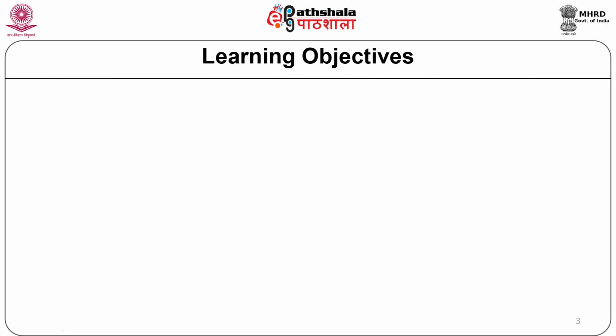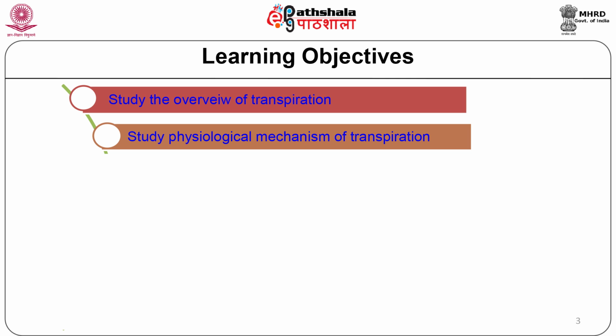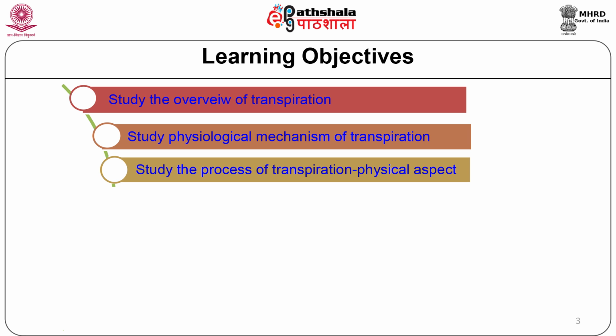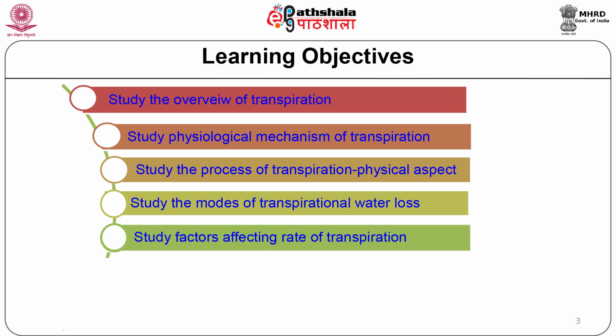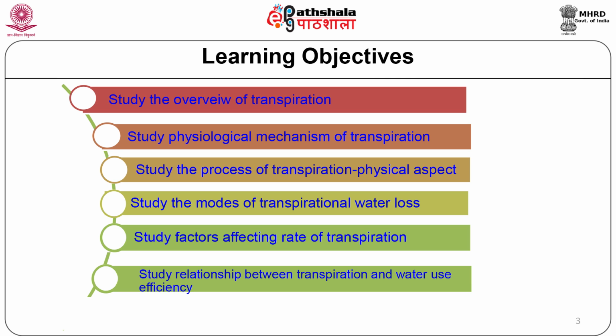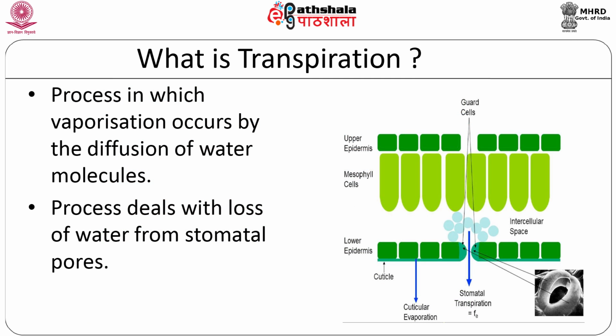In this module, we will study the learning objectives of transpiration in plants. These are: study the overview of transpiration, study the physiological mechanism of transpiration, study the process of transpiration at a physical aspect, study the modes of transpirational water loss, study the factors affecting the rates of transpiration, study the relationship between transpiration and plant water use efficiency, and the last, study the genes that are regulating transpirational water loss and plant water use efficiency.